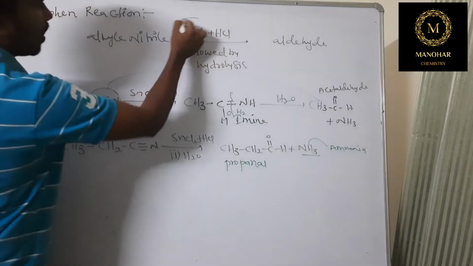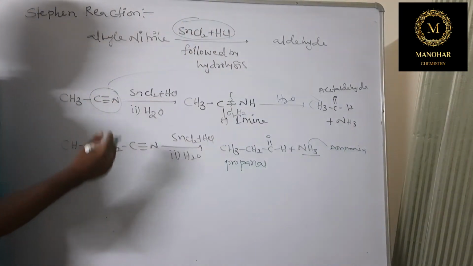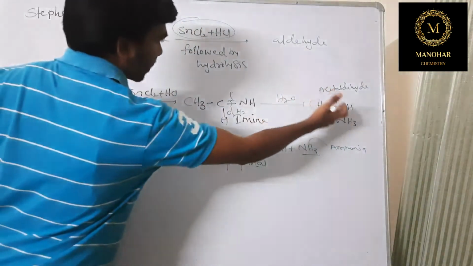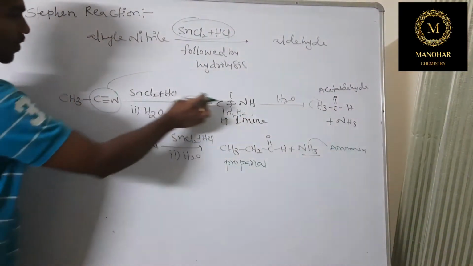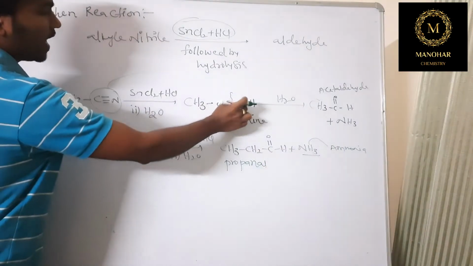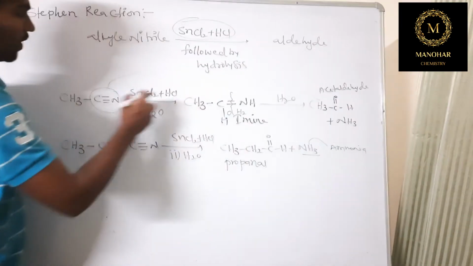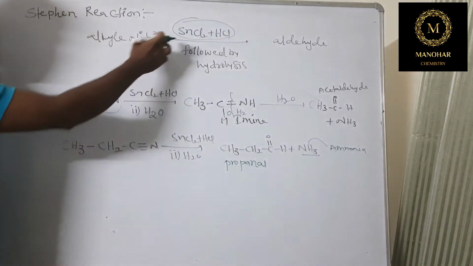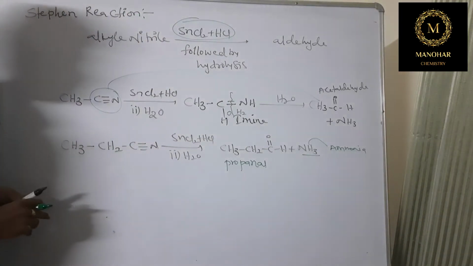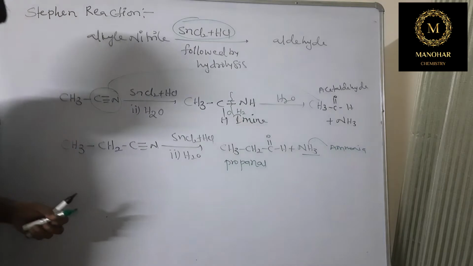So here, what is the role of this SnCl2 and HCl? Why is it not going for further reduction? Why is this reaction going to stop at the imine only? Why is it not going to convert these nitriles into amines? So what is the reason behind that? What is the role of this SnCl2 here? That I am going to explain now.